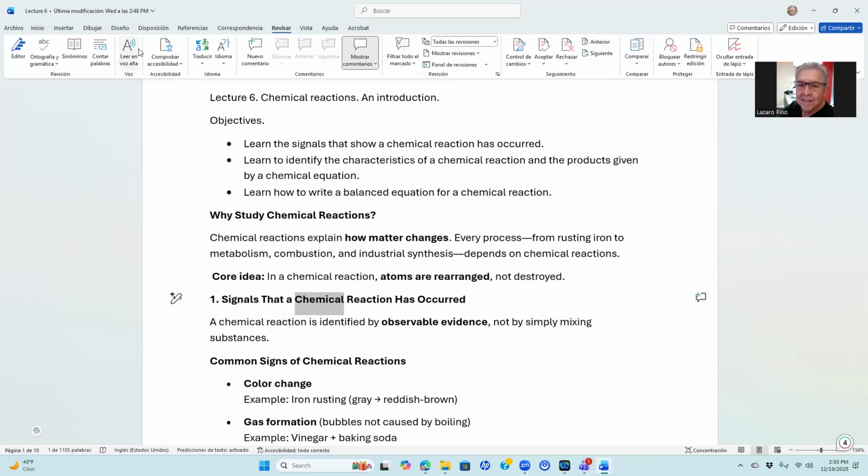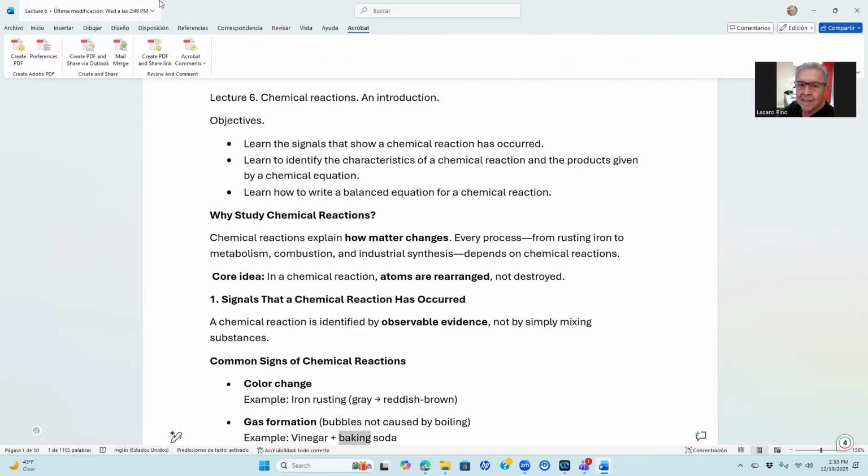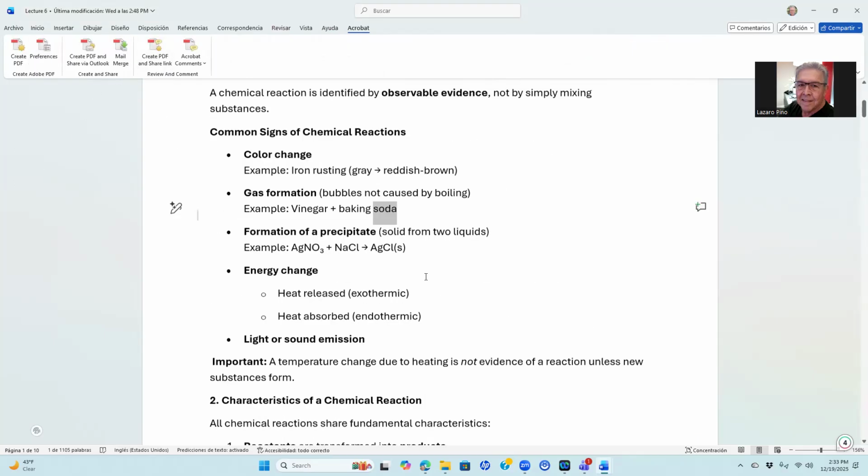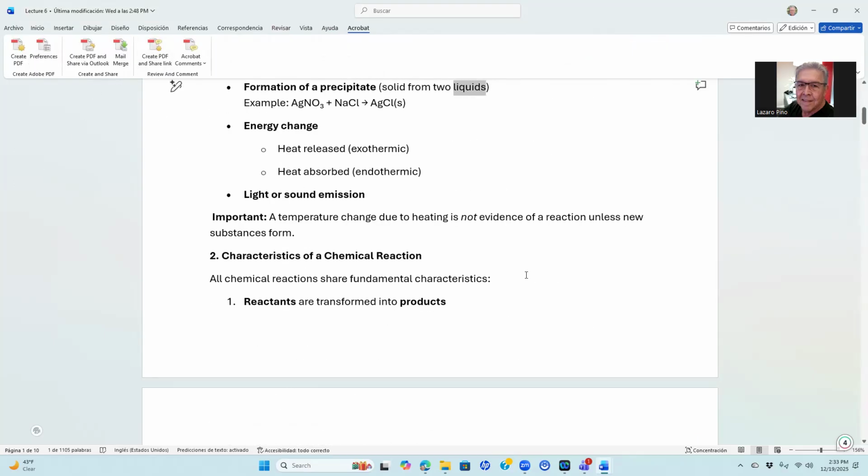1. Signals that a chemical reaction has occurred. A chemical reaction is identified by observable evidence, not by simply mixing substances. Common signs of chemical reactions. Color change, example: iron rusting, gray to reddish brown. Gas formation, bubbles not caused by boiling, example: vinegar plus baking soda. Formation of a precipitate, a solid from two liquids, example: AgNO3 plus NaCl produces AgCl(s).